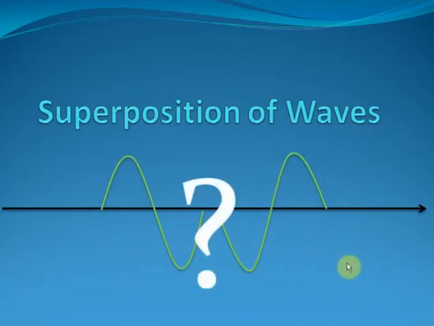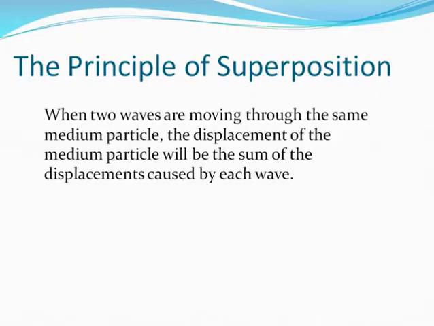What will happen now? The interaction between two waves is governed by the principle of superposition. The principle of superposition states that when two waves are moving through the same medium particle, the displacement of the medium particle will be the sum of the displacement caused by each wave. What this statement simply means is that the displacement in a medium particle caused by the combination of two waves is simply the sum of the displacement caused by either wave.